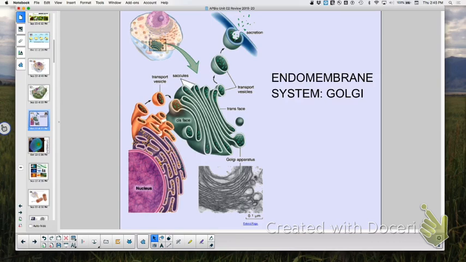Golgi apparatus, which we think of as the UPS man, because he processes, packages, and does the final mailing on there to determine is it going to stay inside the cell or is the cell going to secrete it. Okay, and that's your endomembrane system.